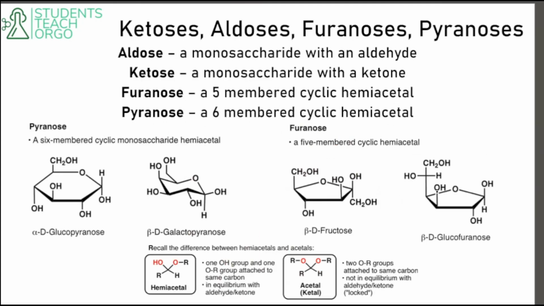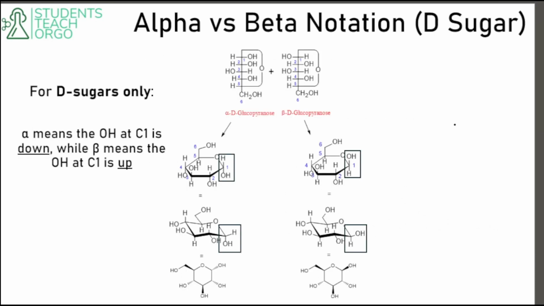All right, so this is just a bunch of vocab. Aldose, you got a sugar with an aldehyde. Ketose, sugar with a ketone. Furanose, 5-membered ring. Pyranose, 6-membered ring. All right. This is just some review. So hemiacetal, it's your OR connected to a carbon connected to an OH. And then acetal, it's 2 OR groups connected to a carbon. Okay. All right, let's continue.